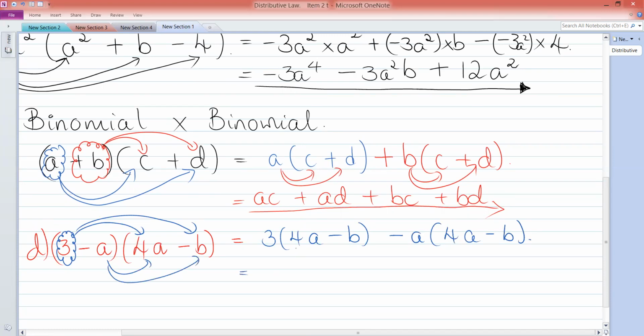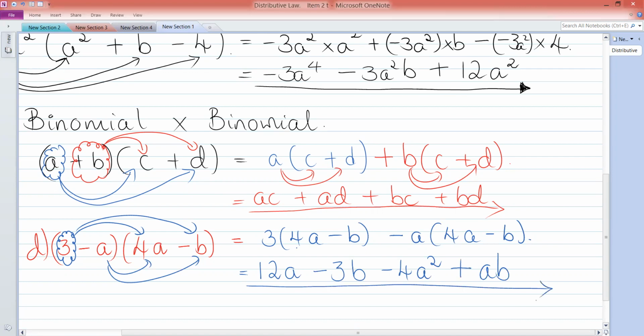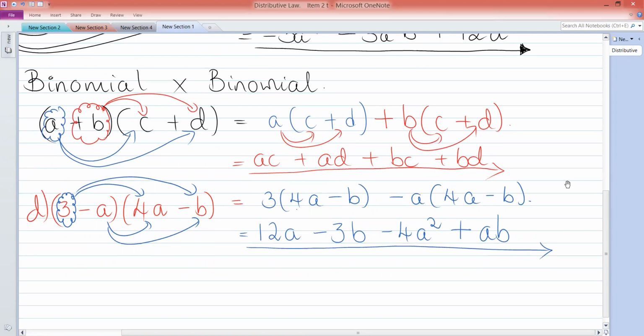Let's expand it. 3 times 4 is 12A. Then 3 times negative B becomes negative 3B. Negative A multiplied by 4A, negative 4A squared. Negative A multiplied by negative B. What happens there? A negative and a negative becomes a positive. Right, and it becomes AB. Did I lose anyone at any point here? No. Okay, good. Awesome. All right.